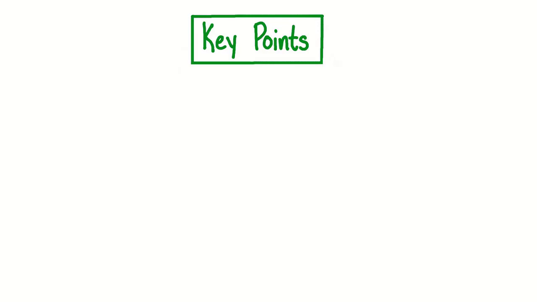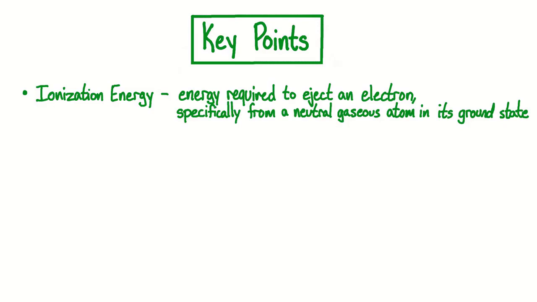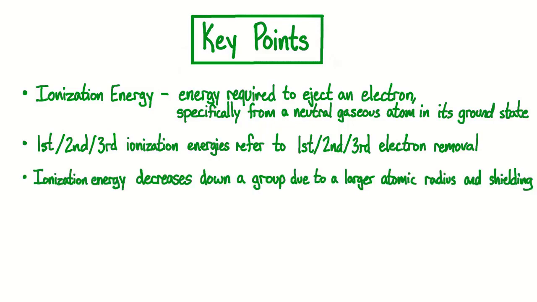Now that we've learned about ionization energy, let's review the key points. Ionization energy is the energy required to eject or remove an electron, specifically from a neutral gaseous atom in its ground state. The first, second, or third ionization energies refer to the removal of the first, second, or third electron.